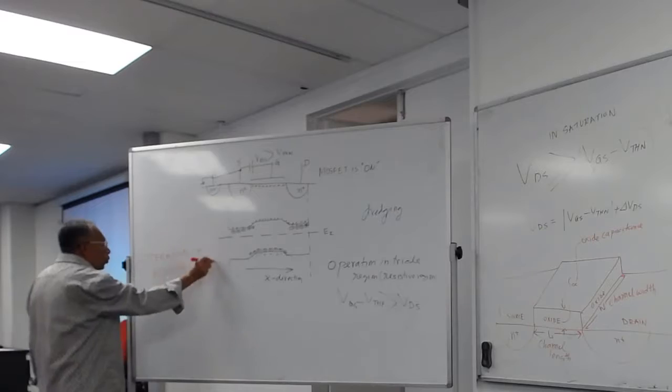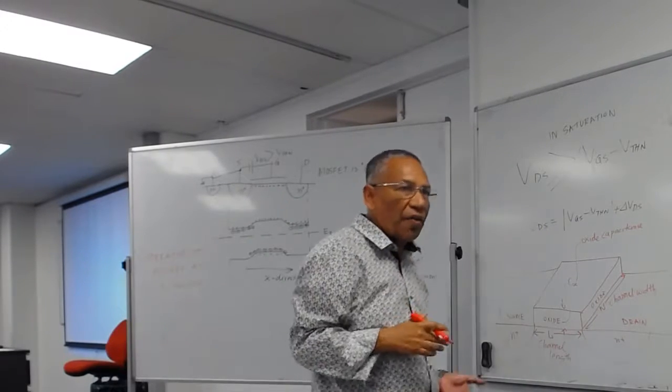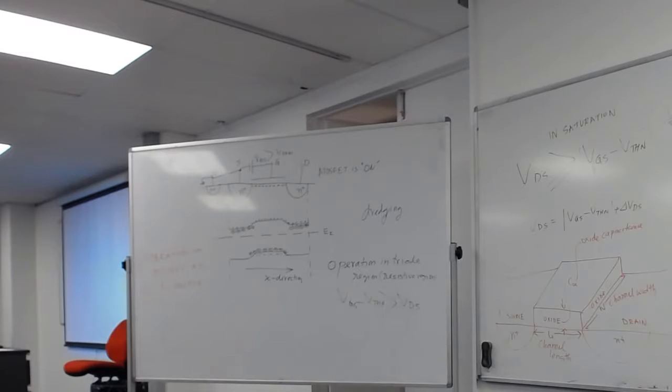Okay, so now we're going to go to this topic. We know there's a saturation region, we know there's a triode region. Now we want to see how to operate the transistor as a switch. The MOSFET as a switch. How to operate the MOSFET as an amplifier?